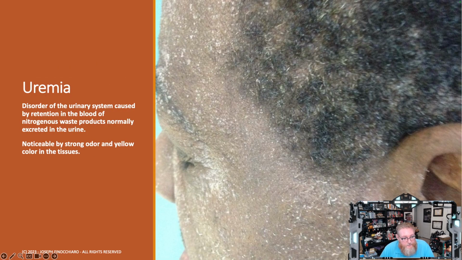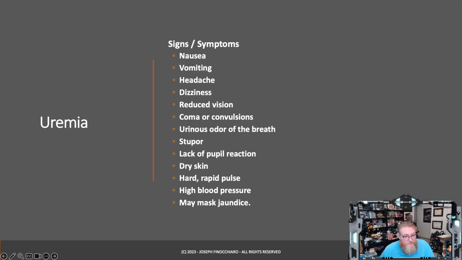Uremia, the first disease up, is a disorder of the urinary system caused by retention in the blood of nitrogenous waste products normally excreted in the urine. It is noticeable by strong odor and yellow color in the tissues. Signs and symptoms of uremia include nausea, vomiting, headache, dizziness, reduced vision, coma or convulsions, urinous odor of the breath, stupor, lack of pupil reaction, dry skin, hard rapid pulse, high blood pressure, and it may mask jaundice.